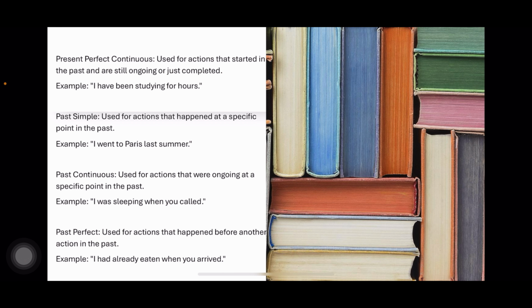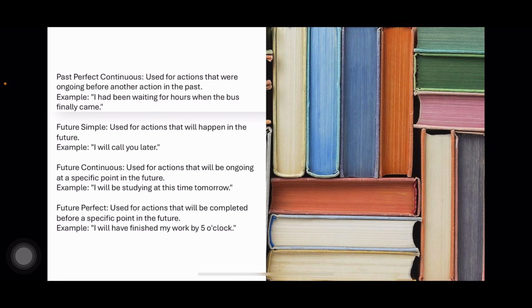Past perfect. Used for actions that happened before another action in the past. It's not happens, it's happened, it happened. I had already eaten when you arrived.